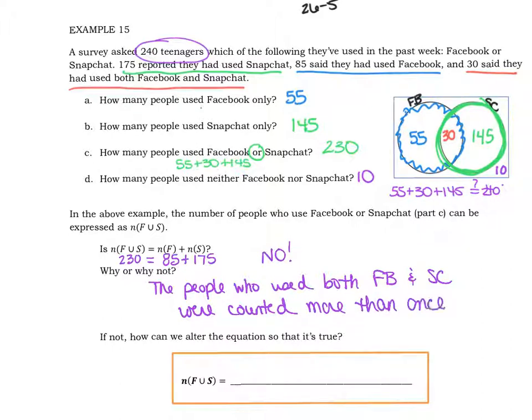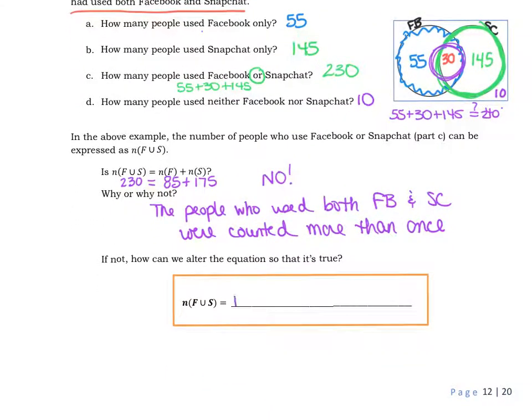And so what do we need to do? If we just want to add up the people in the Facebook circle and the people in the Snapchat circle as circles, notice it's those 30 in the middle, these right here, that are the problem. If we don't want to count them twice, what we need to do is remove them once. So we can take the number of people who use Facebook and the number of people who use Snapchat and subtract the number of people who use both, which is the intersection. That will tell you the total number of people who use Facebook or Snapchat. This formula right here is going to come into play not only in this unit, but in the unit that we will be doing after this one. So that's an important formula.